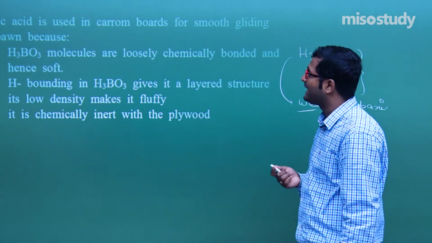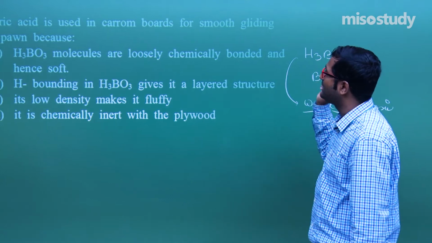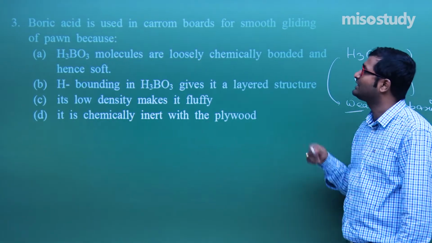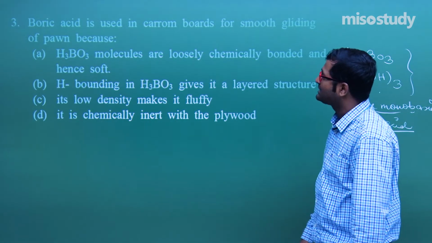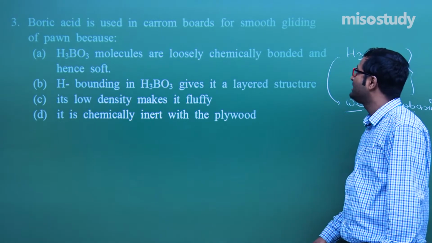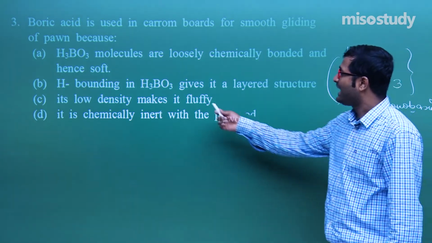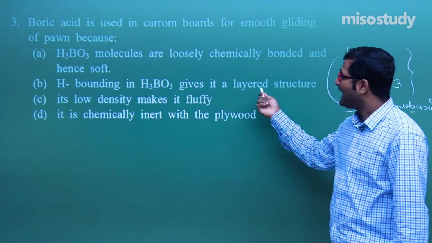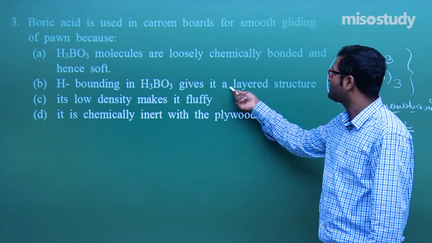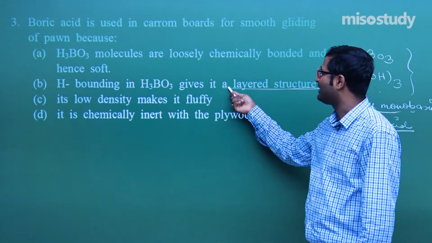So we can say boric acid is used in carom board for smooth gliding because H3BO3 molecules are loosely chemically bonded and hence soft. This is not a proper explanation. Yes, H bonding in H3BO3 gives it a layer structure.